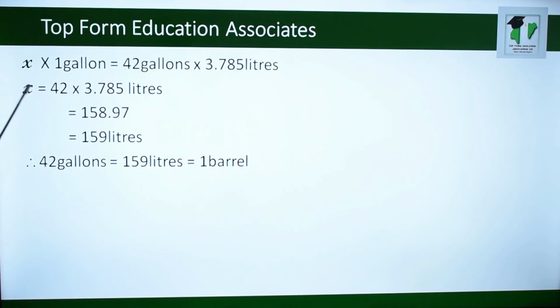If you multiply there, you have X times 1 gallon equal to 42 gallons times 3.785 liters. So what will cancel out here is gallon against gallon. Remaining is X times 1, so we have X here. Now remaining 42 times 3.785 liters, and that gives you 158.97, approximately 159 liters. Therefore, 42 gallons equal 159 liters, which is equal to what? 1 barrel.